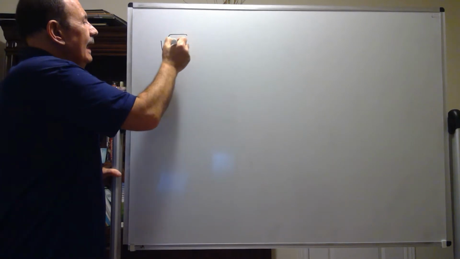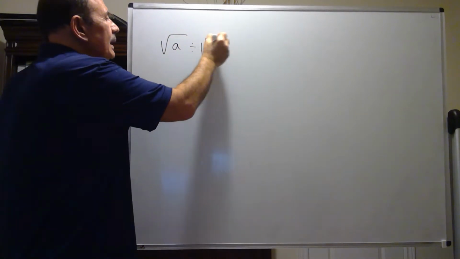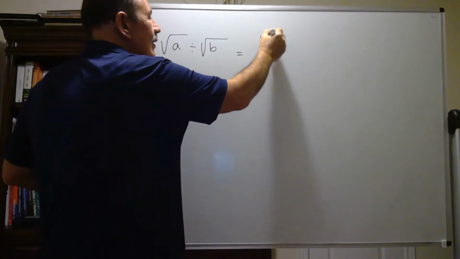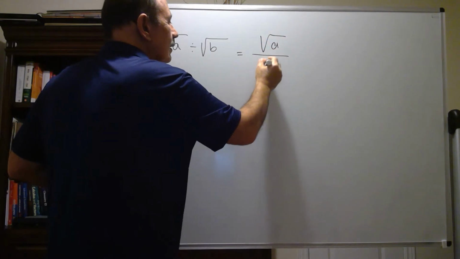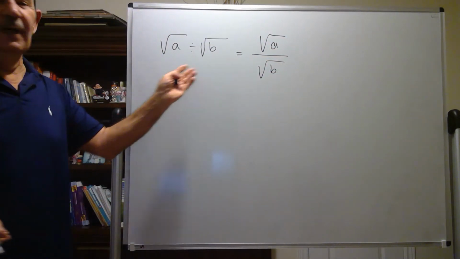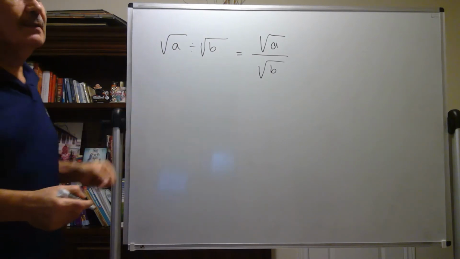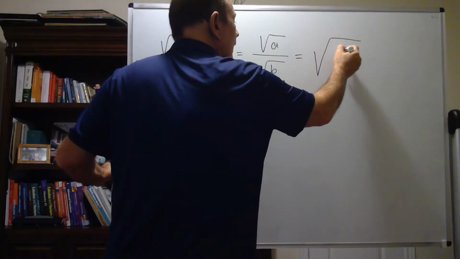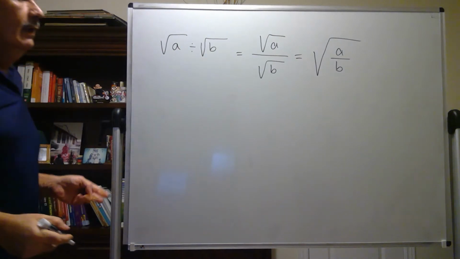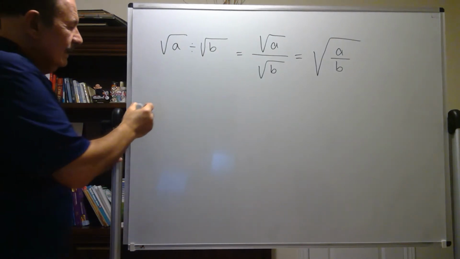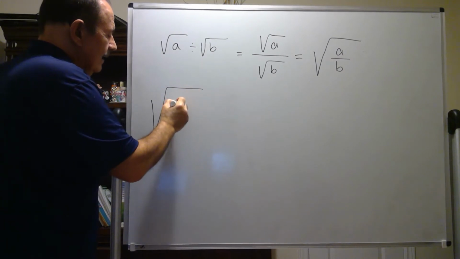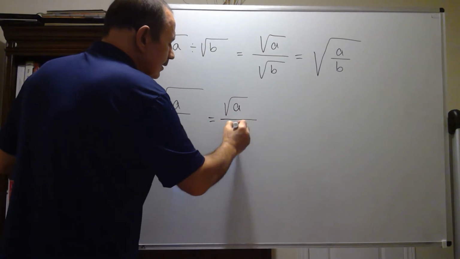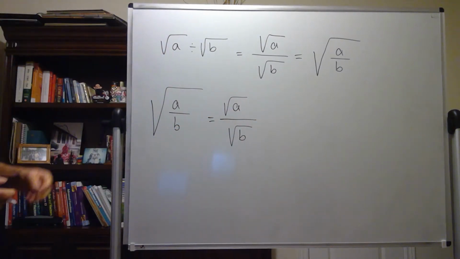Radical A divided by radical B. Division of the radical, we can write it in this format or we can write it as radical A over radical B. If you remember, these two have the same meaning. And radical A over radical B, we can combine the radical sign and write it as radical A over B. And we can go in the reverse direction as well. We can say radical A over B, we can write it as radical A over radical B. This is the formula for division of the radical.